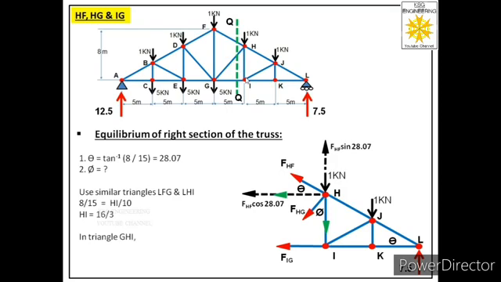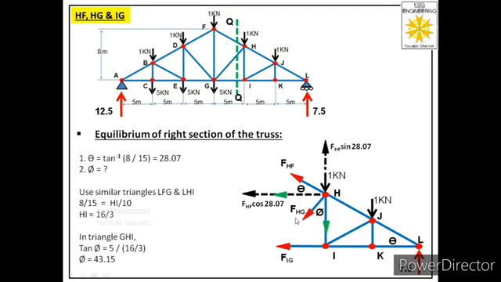Now we will say in triangle GHI, tan phi equal to 5 divided by 16 by 3. So from here we will get angle phi equal to 43.15. So we have found angle phi.